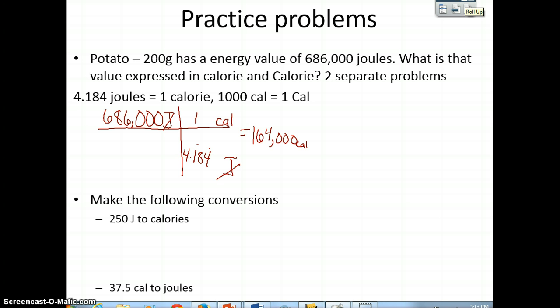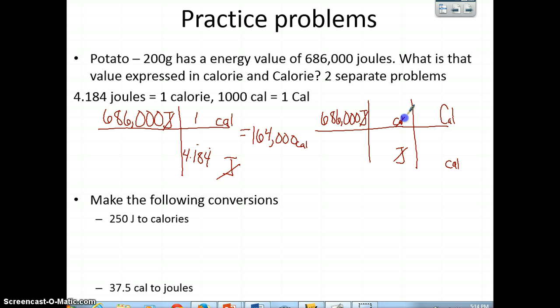Okay, so the next problem was to find the energy value. We have 686,000 joules. We're going to change that to our dietary calorie or our large calorie. So write down the number given to you. I don't have the conversion factors directly from joules to large calorie, but I can go to joules to small calorie. Okay, if I would stop there, all I found was small calorie. I want the large calorie or the dietary calorie, so I'm going from small calorie to large calorie.